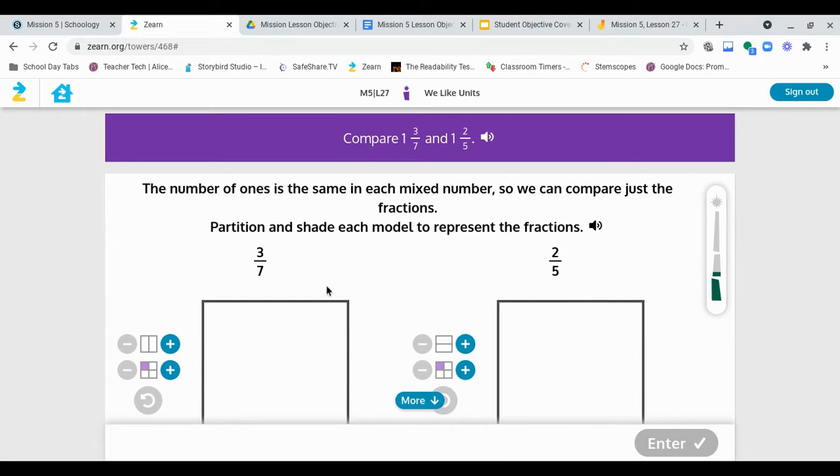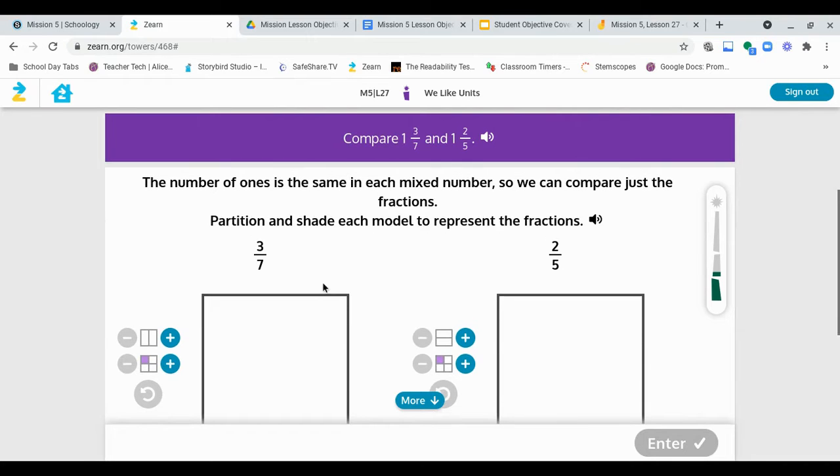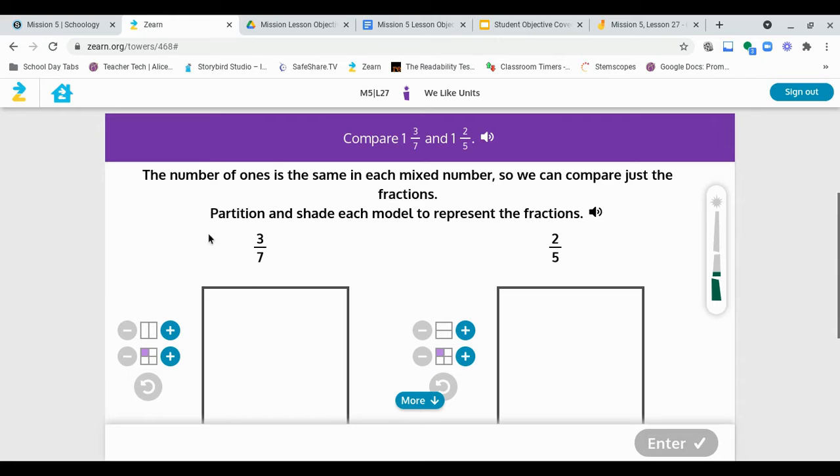It says the number of ones is the same in each mixed number, so we can compare just the fractions. We're going to partition and shade each model to represent the fractions. In this one, we're comparing 3/7 and 2/5. In the previous lesson, we looked at, is it more or less than a half? Is it close to another whole? Is it just a little more than 0?